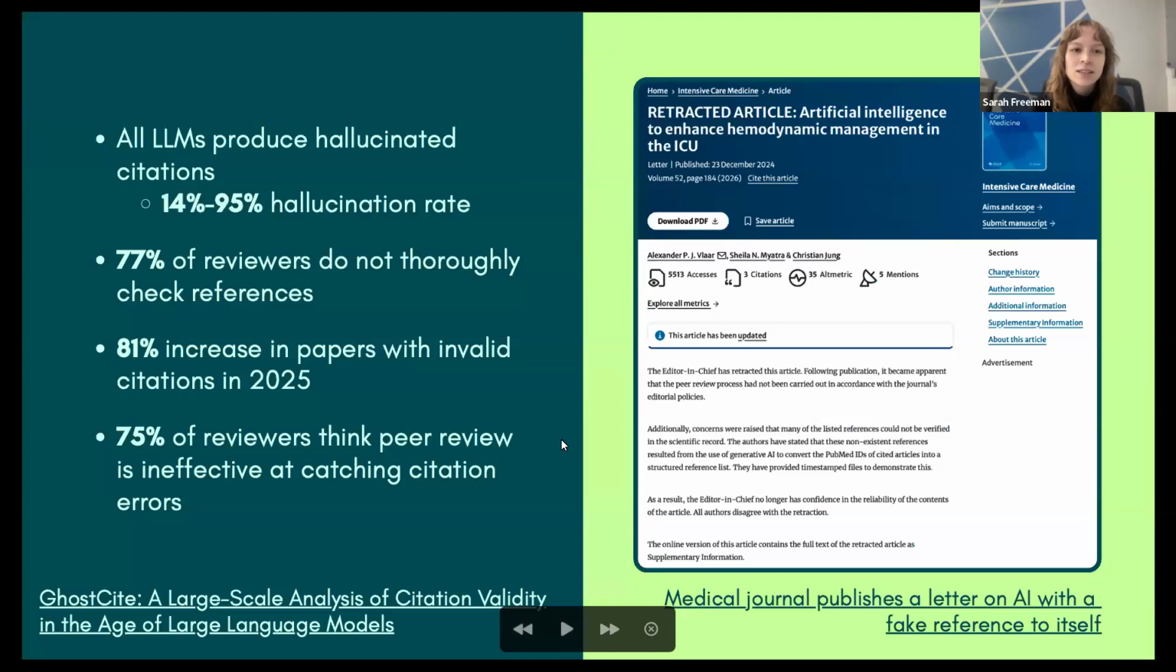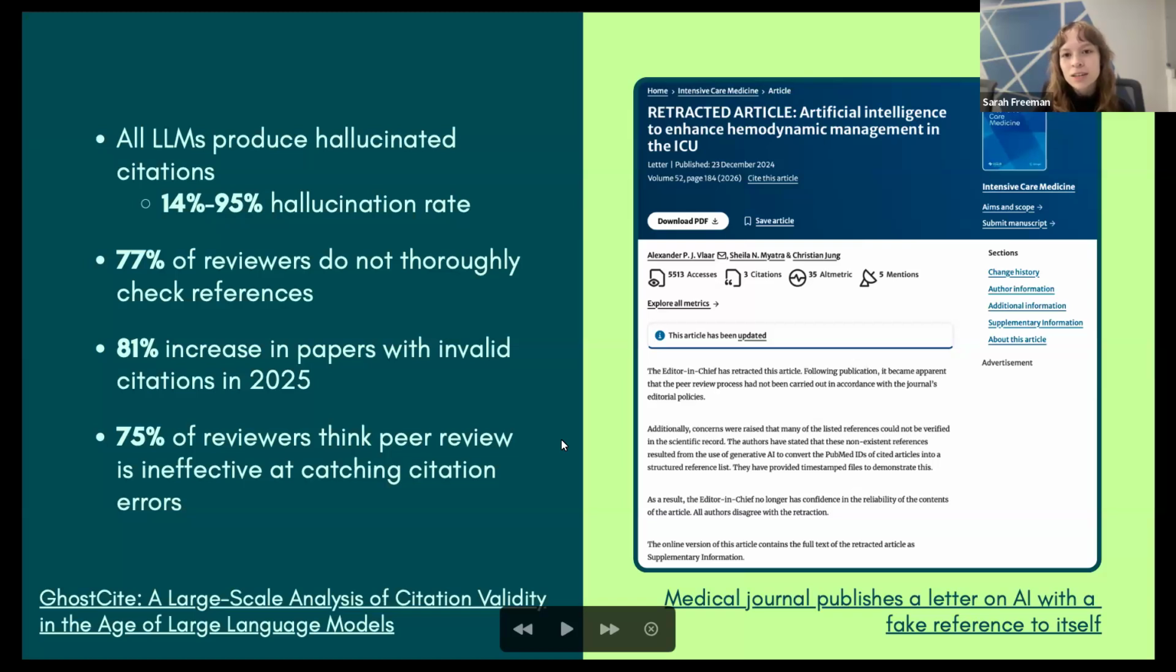Some more context about hallucinations. They're common to all LLMs, so this is as of 2026. Every LLM produces hallucinated citations at different rates, but they all exist. There has been an 81% increase in papers with invalid citations in 2025. Inaccurate citations is an issue that's become really common, and there isn't really a way in the existing peer review process to check for this.